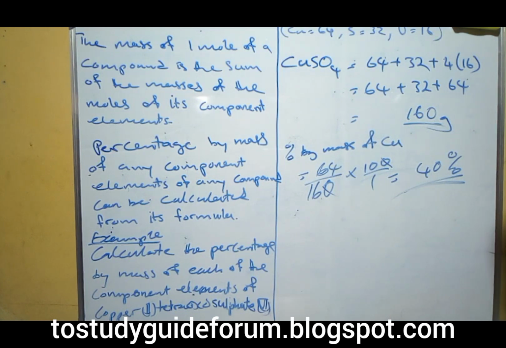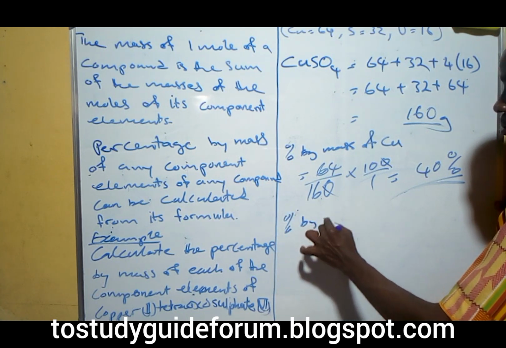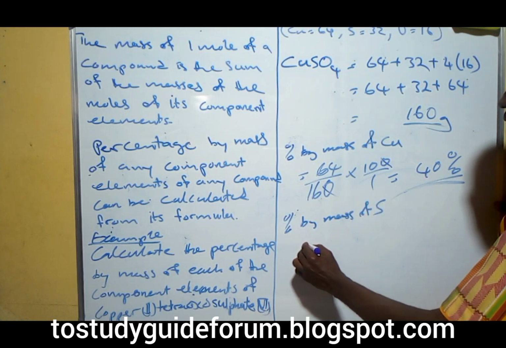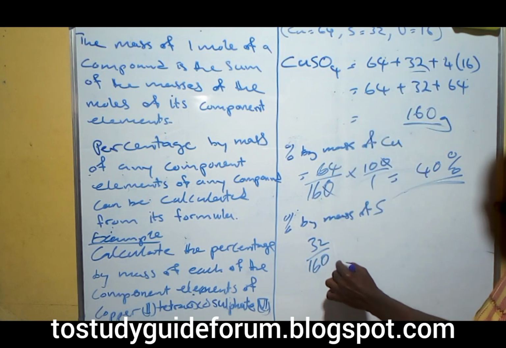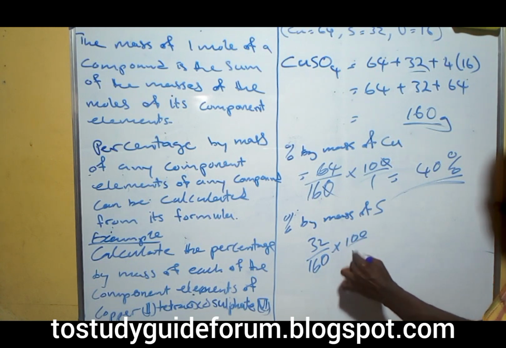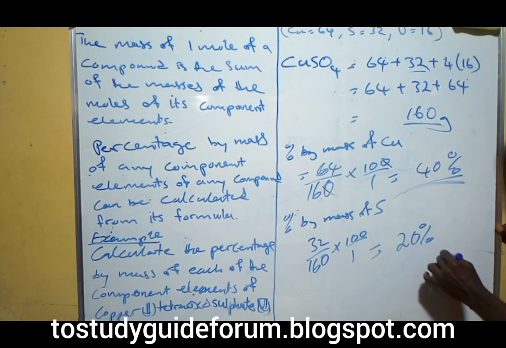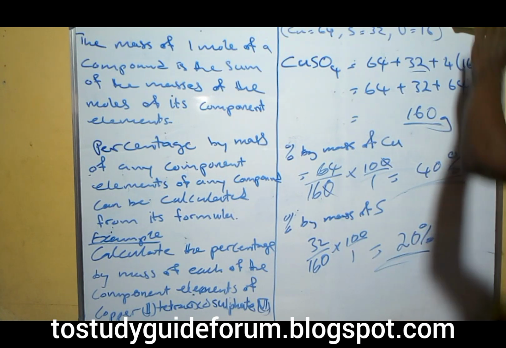So the next one we're going to look for is sulfur. In the case of sulfur, we have percentage by mass of sulfur. We have 32 over 160 times 100 over 1. So when we do this, we have 20%. That is, the percentage by mass of sulfur here is 20%.